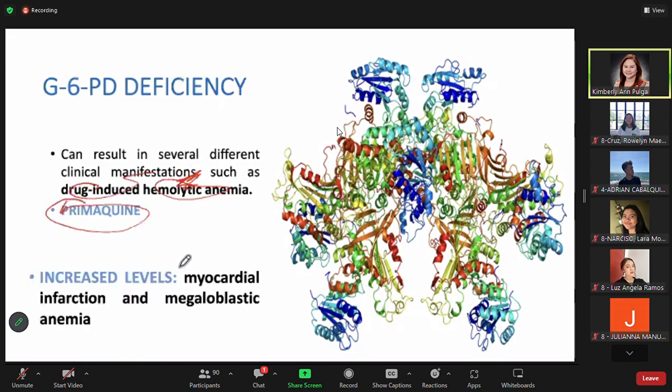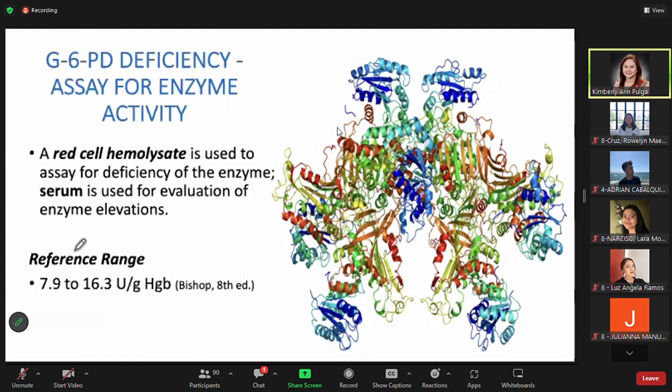You have here increased levels of G6PD in myocardial infarction and megaloblastic anemia. For the assay, we can use a red cell hemolysate for deficiency assay, and serum for evaluation. So our sample here is serum for evaluation of enzyme elevations. Take note of the reference range, from Bishop 8th edition: 7.9 to 16.3.